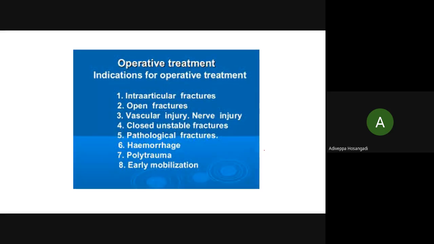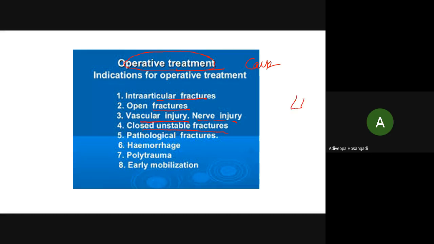Okay, I was mentioning all the fractures can be treated with the cast, but there is an indication for surgery. When do you do operative treatment for the fractures? If it is an intra-articular fracture, if it is an open fracture, if there is an associated vascular or nerve injury, or a closed fracture which is unstable.